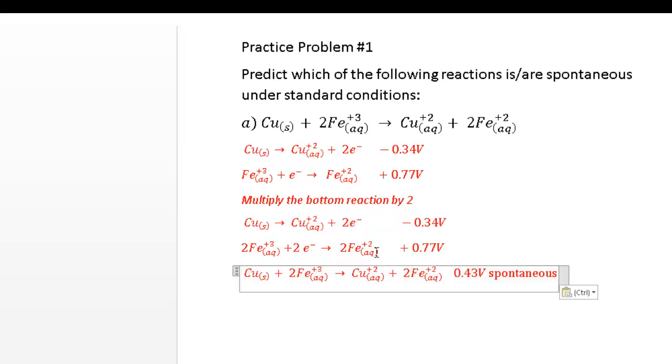And when we add it all up, we add the voltage, we get 0.43 volts. That voltage is positive. This is a spontaneous reaction. We would expect a battery consisting of copper and iron plus 3 to be valid and register 0.43 volts. So in this one, copper is being oxidized. It's losing 2 electrons. Those 2 electrons are being gained by Fe plus 3.